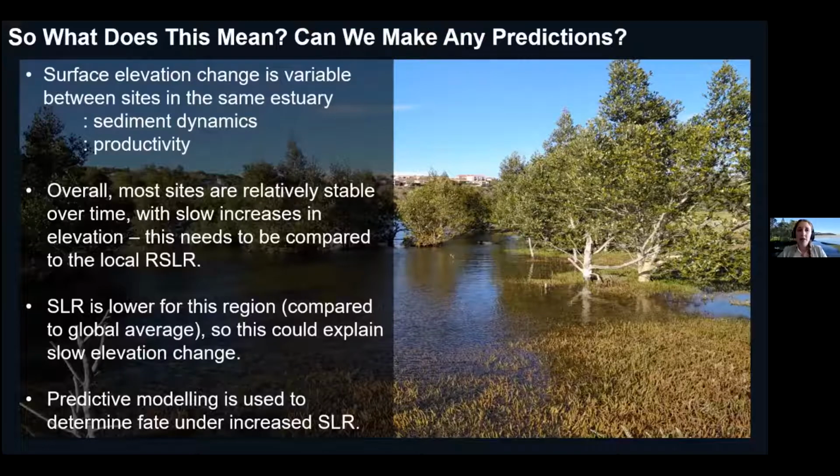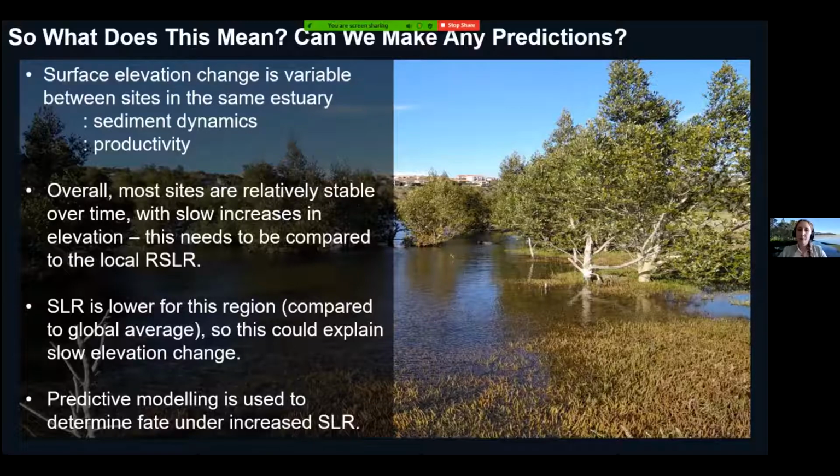And this can be due to sediment dynamics, differences in flows, differences in hydrology, and also differences in the productivity or the plant species in which the benchmark is located. Overall, however, most sites are relatively stable over time with slow increases in elevation.